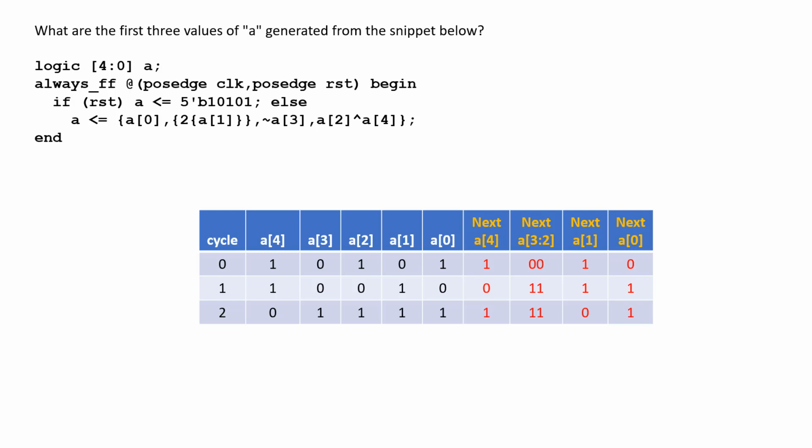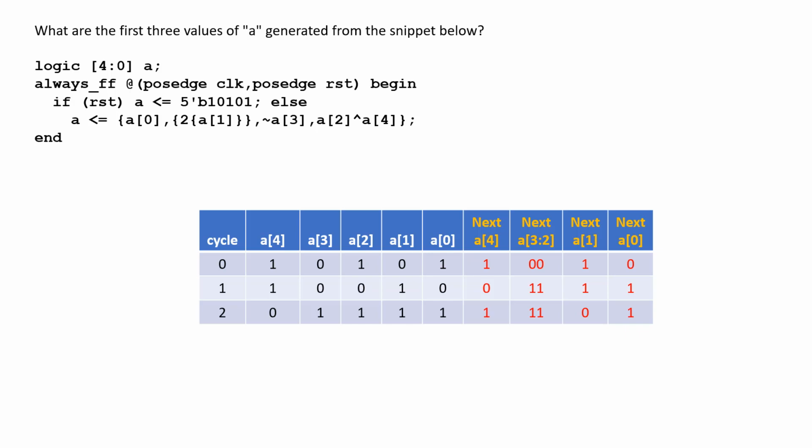So in this case, I built my table, but I split the A by bit to make it easier to read. And then for the next A, I split it into the groups mapping to the concatenation. So I've got the next bit 4 is the current bit 0. So this bit 0 is just going to transfer into here, right? So basically these 2 columns are always going to be the same, right?